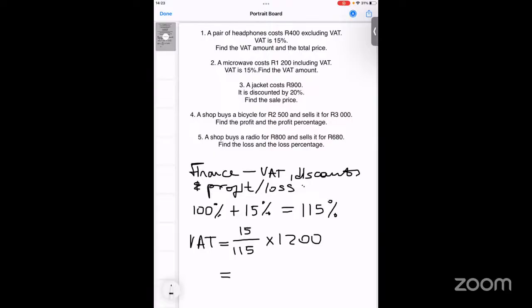If you can just understand that first part, then it shouldn't be complicated. So that would be a calculation that includes VAT being included. So what we are getting now is 156.52 cents. So that should be the answer if we find the VAT amount.